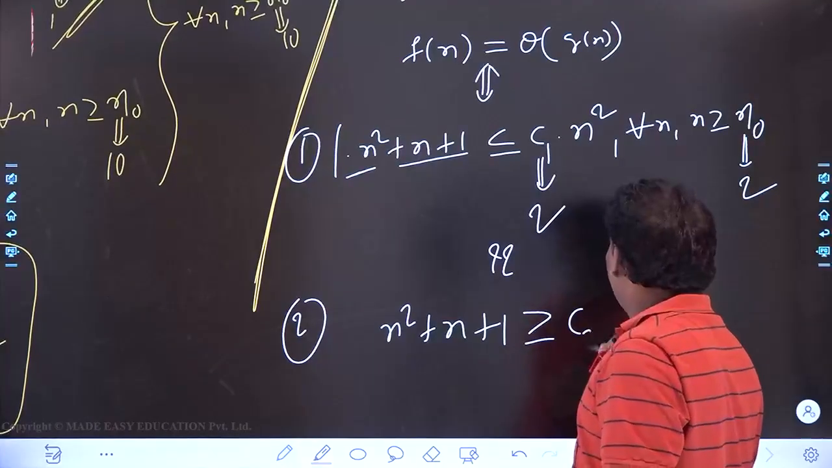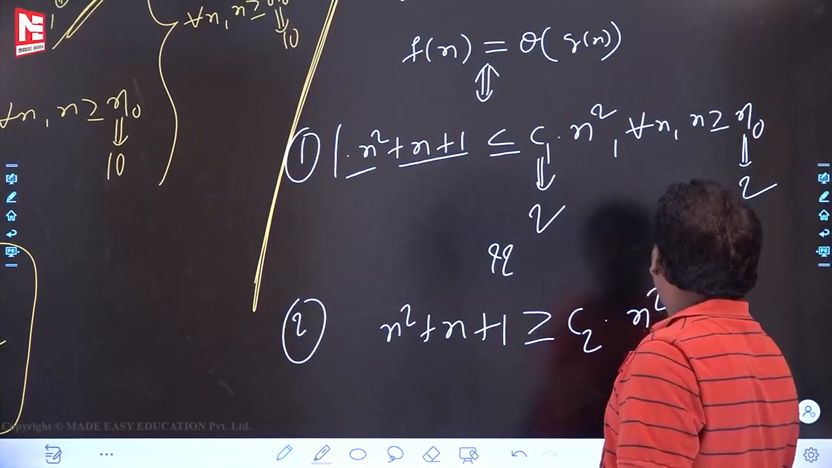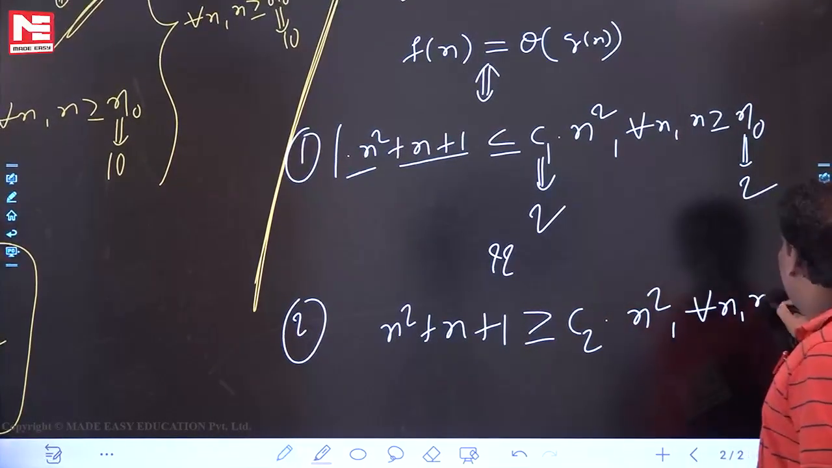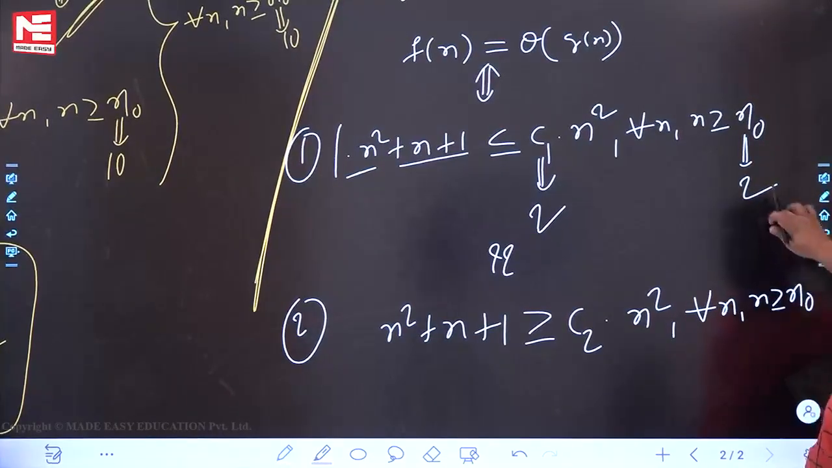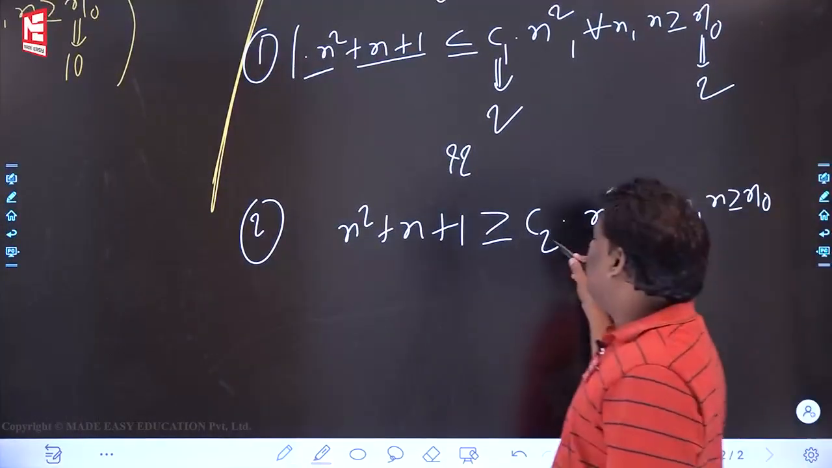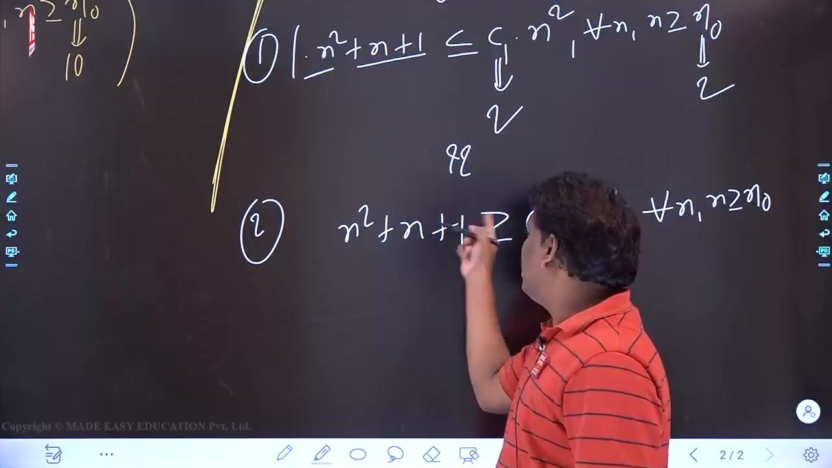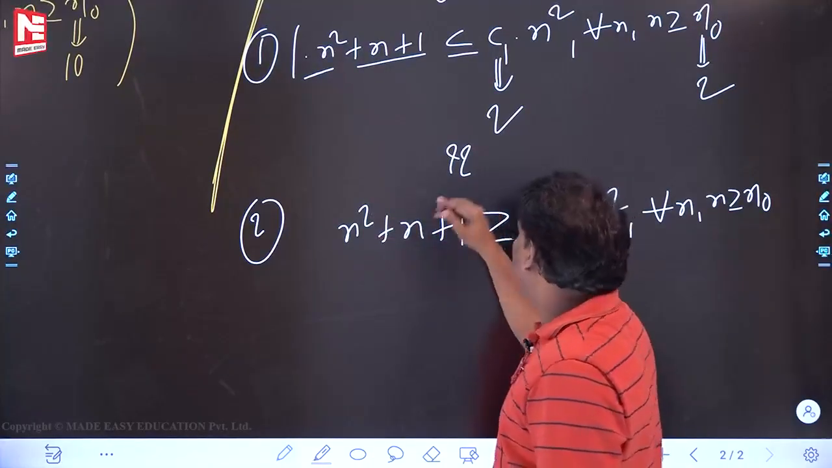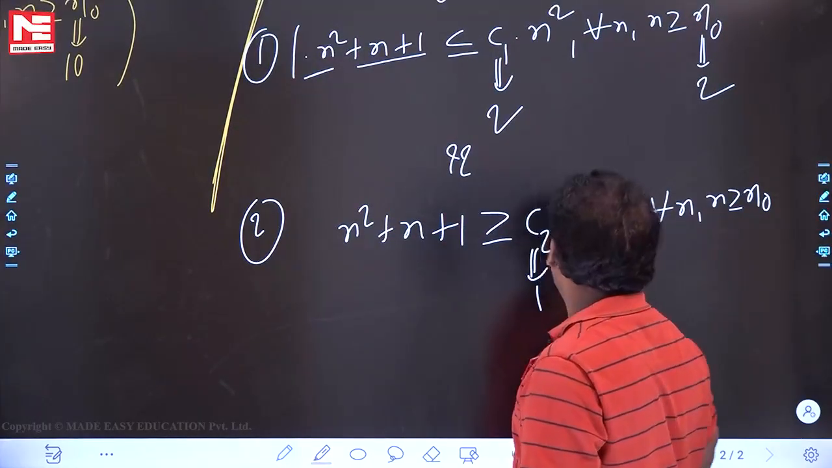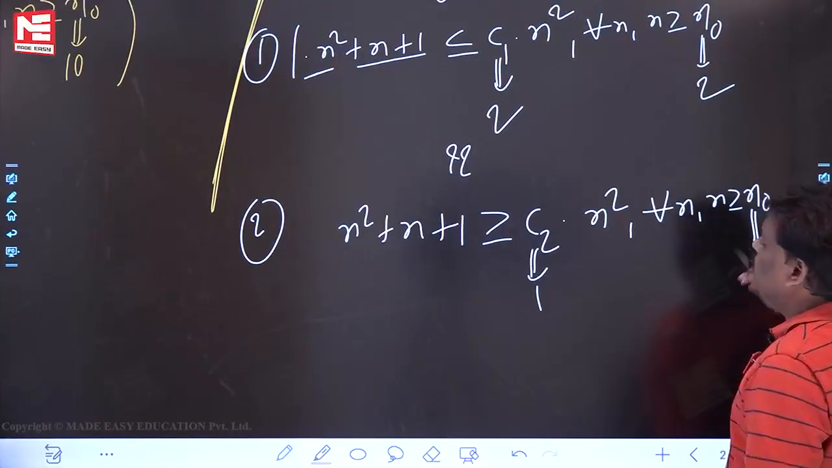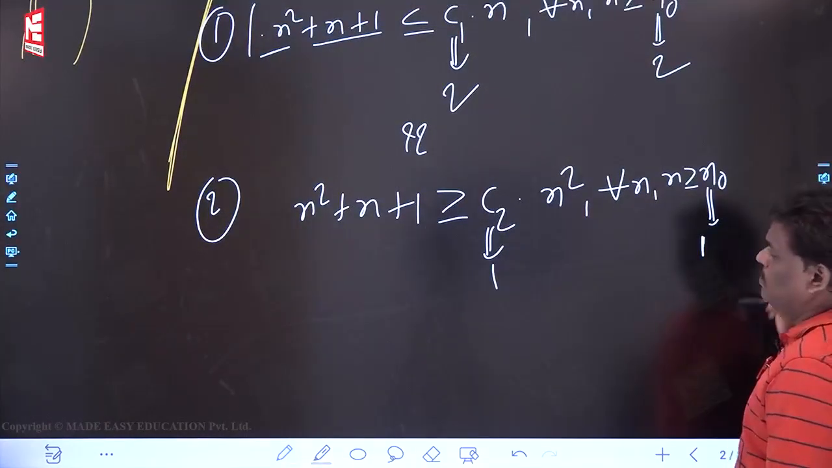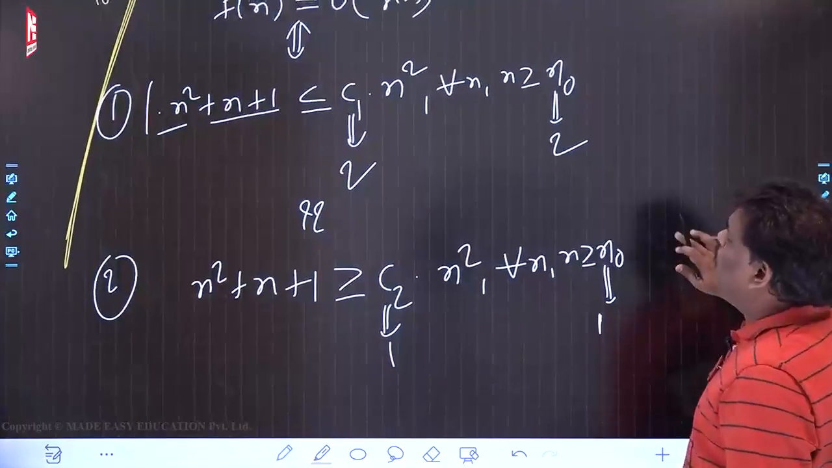Greater than or equal to some C2 into, what is the g of n? n square, for all n where n is greater than or equal to n0. Now, can you help me: what is the meaning of omega? You have to prove the left will be greater or equal, right? I think it is already greater, no need to prove also, so it's 1. Can you say from which place onwards he is working? He is working from starting onwards, 1. So, big O and omega both are possible.